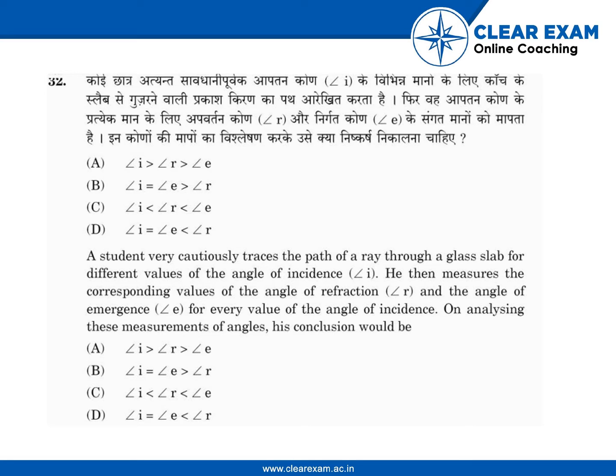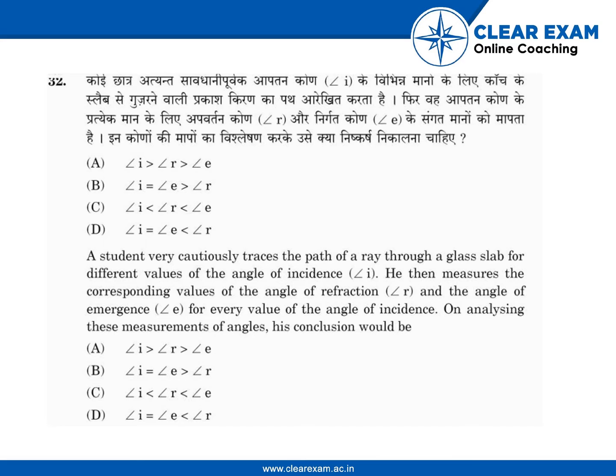A student very cautiously traces the path of a ray through a glass slab for different values of the angle of incidence I. He then measures the corresponding values of the angle of refraction R and the angle of emergence for every value of the angle of incidence. On analyzing those measurements, his conclusion would be A.